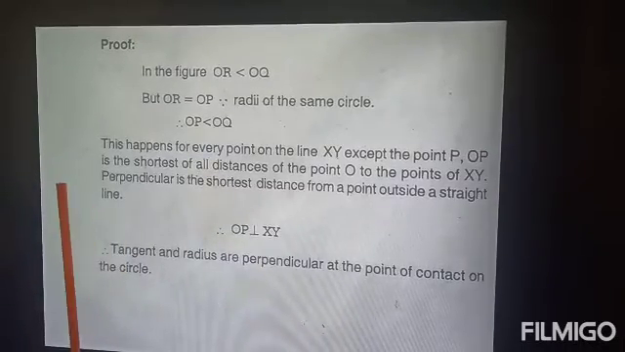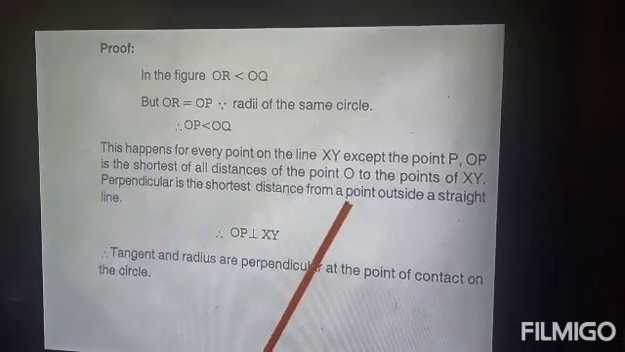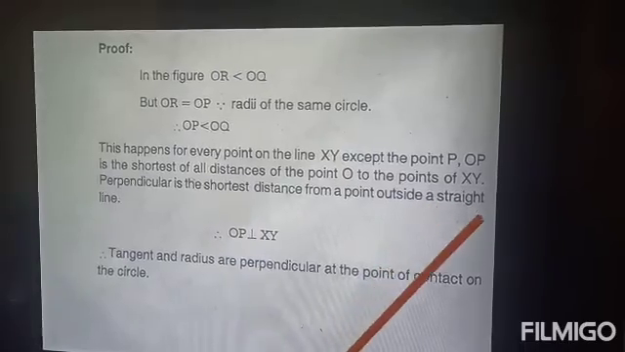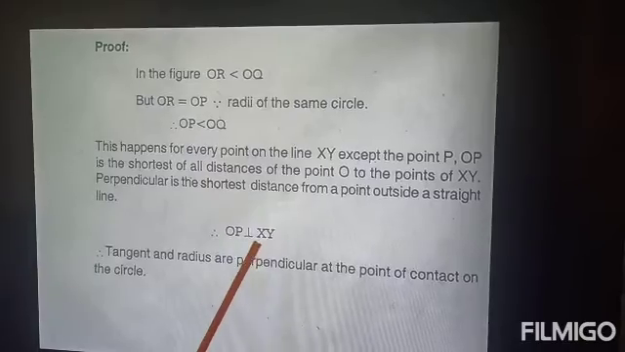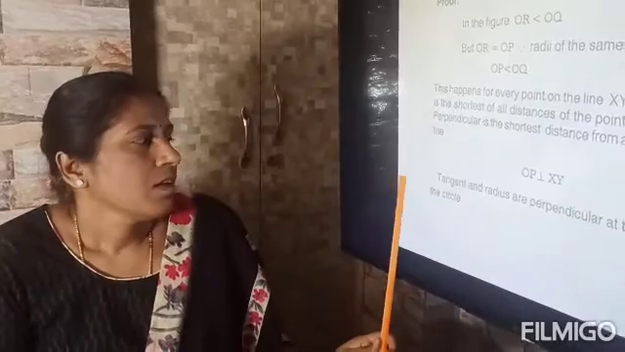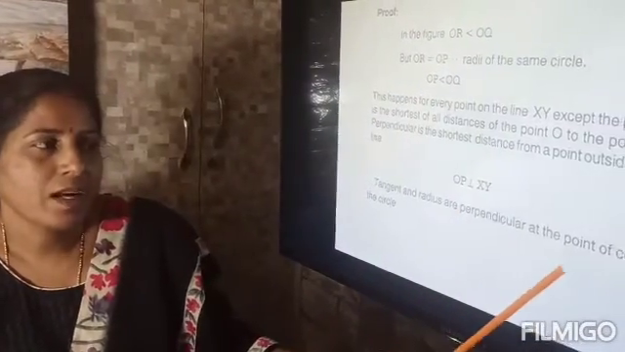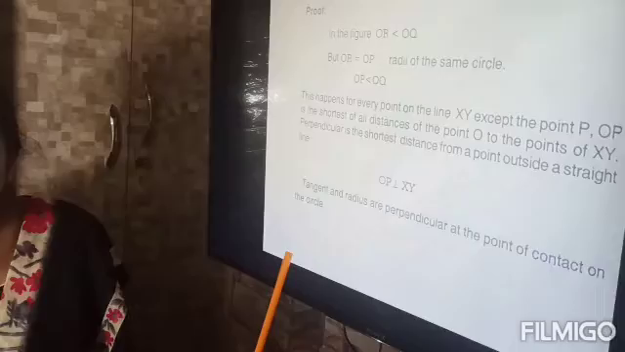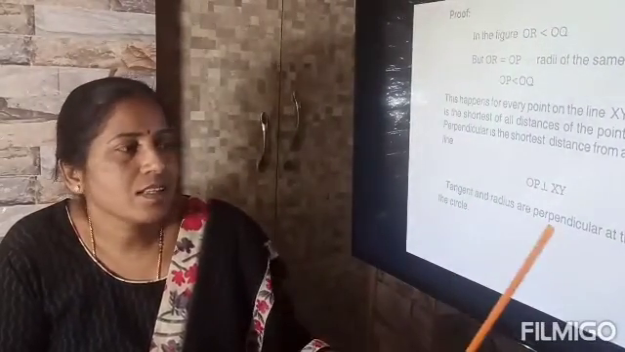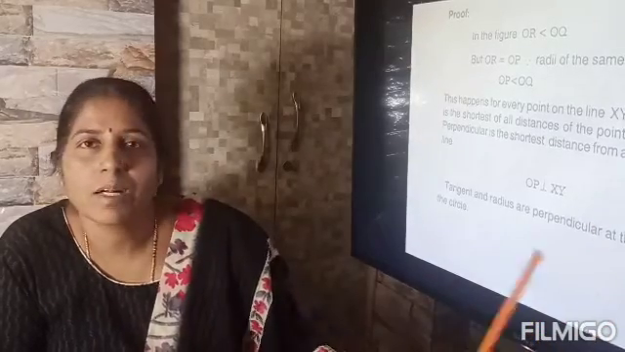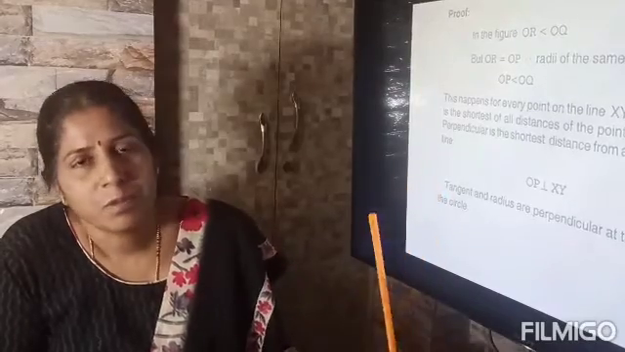Therefore, the perpendicular is the shortest distance from a point outside a straight line. Therefore, OP is perpendicular to PQ. Therefore, tangent and radius are perpendicular at the point of contact on the circle. Hence, proved. This is the proof.